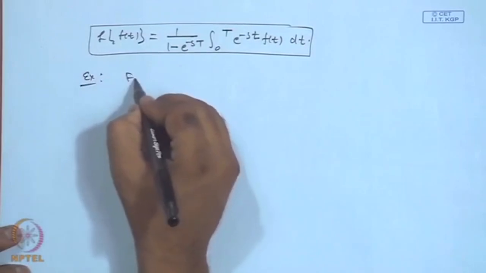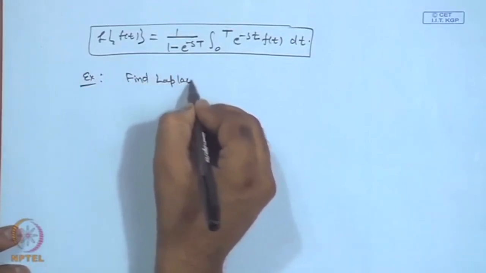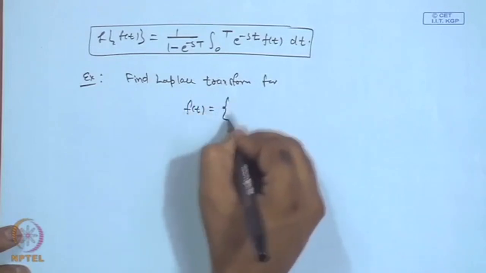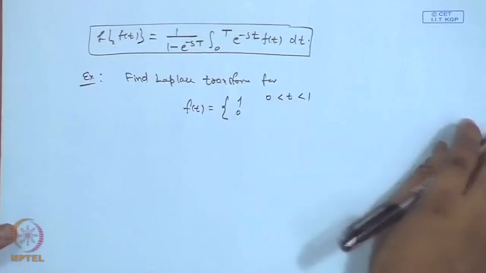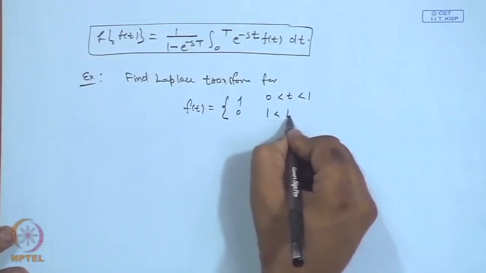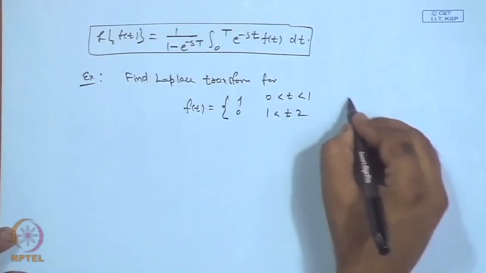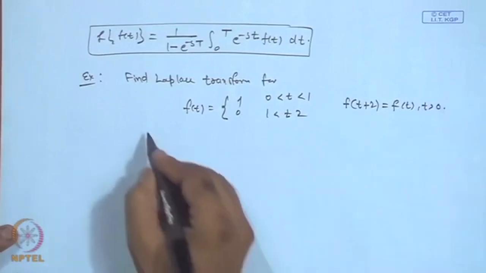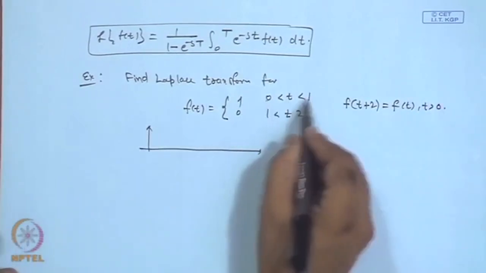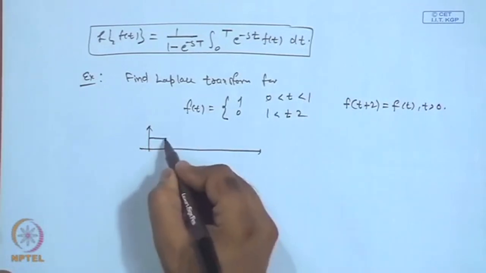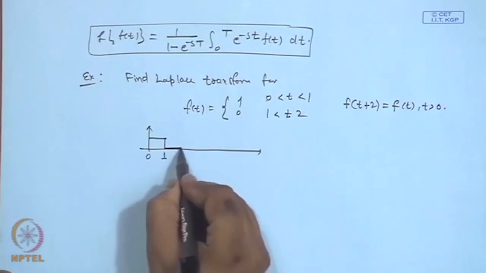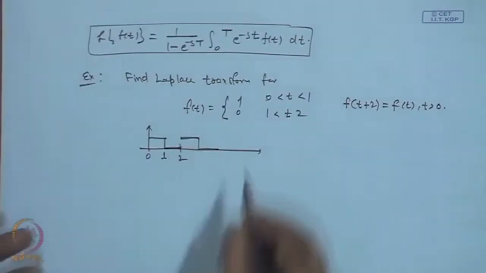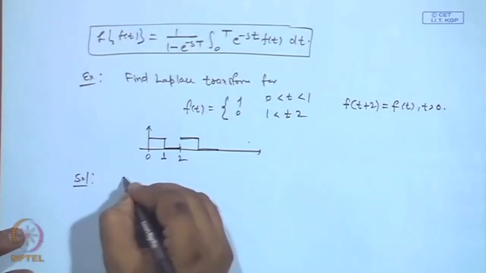And if we just take one example to show this: find the Laplace transform for the function f(t), which is defined as 1 when t is between 0 and 1, and 0 when t is between 1 and 2, and then the periodicity is that f(t plus 2) is f(t) for all positive t. So, this function between 0 and 1 is 1, and then from 1 to 2 it is 0, and then we have this periodicity.